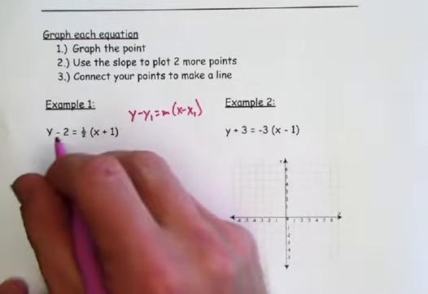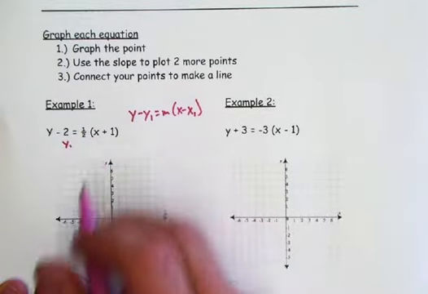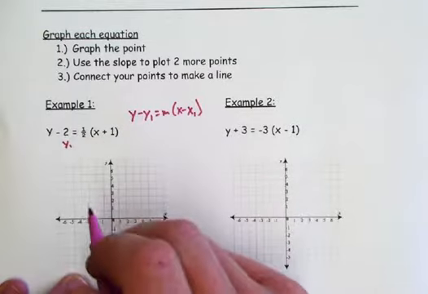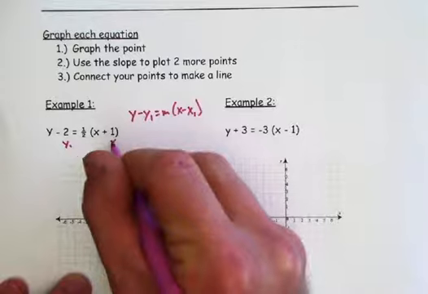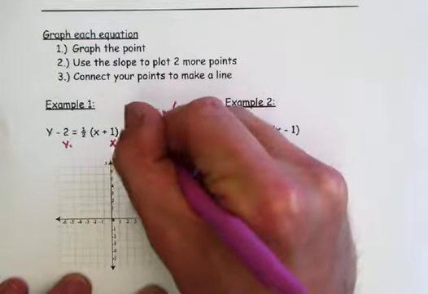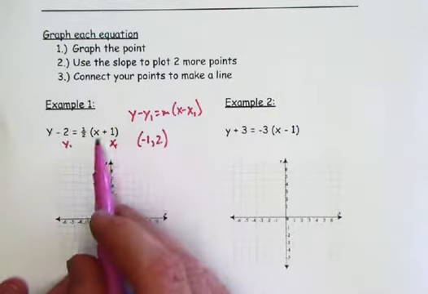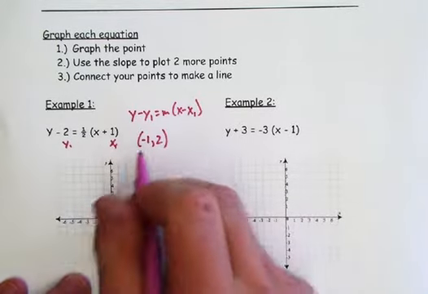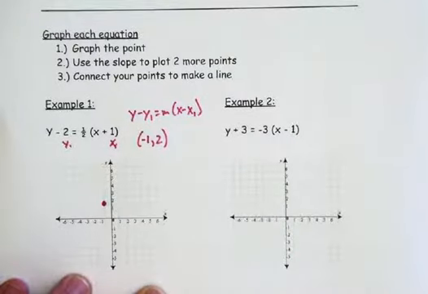Well, it's y minus y1, so 2 is going to be y1, and then it's x minus x1. So this is going to be x1, but note that because it's a minus, this is going to be negative 1. So our point is negative 1, comma 2, because x minus negative 1 will give you x plus 1. Y minus 2 will give you y minus 2. So we're going to plot that, negative 1, comma 2. There's negative 1, comma 2.